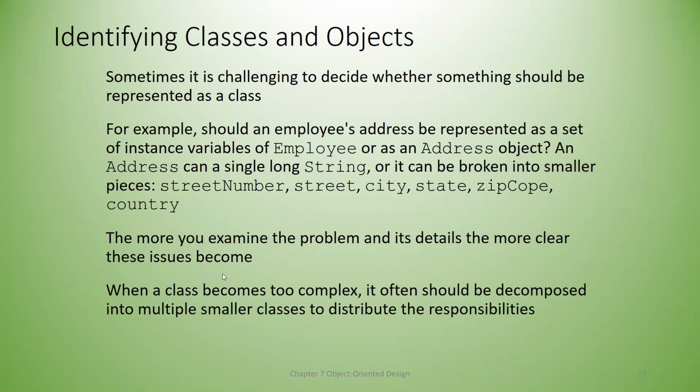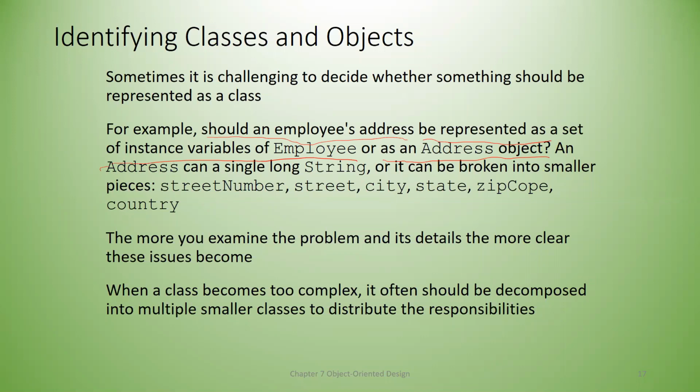Sometimes it is challenging to decide whether something should be represented as a class. For example, should an employee's address be represented as a set of instance variables of employee or as an address object? This is a very good question. Think about it: an address, is it a single data type? Can you represent an address with a single data type?